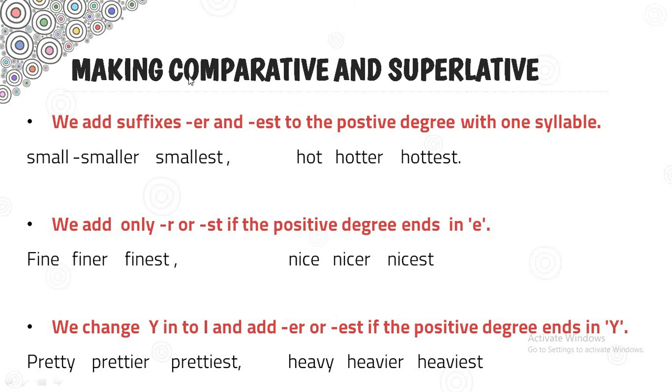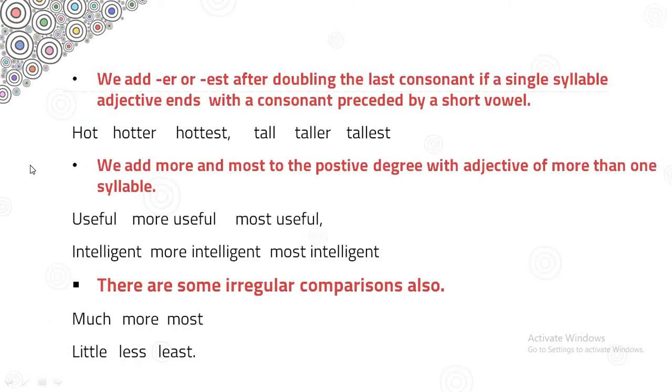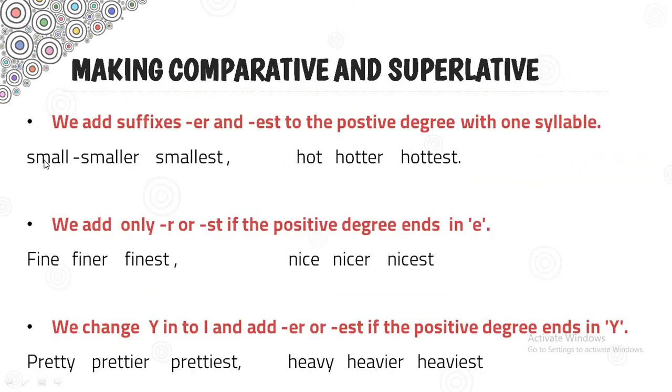Now, we are going to talk about how to make comparative and superlative adjectives. There are certain rules for it. Let us go through some of the spelling changes that are done in order to make positive, comparative and superlative degrees. We add suffixes er and est to the positive degree with one syllable. One syllable means one vowel sound.